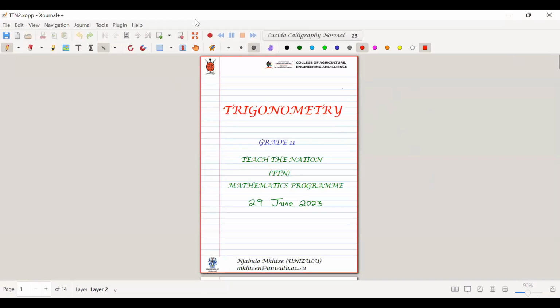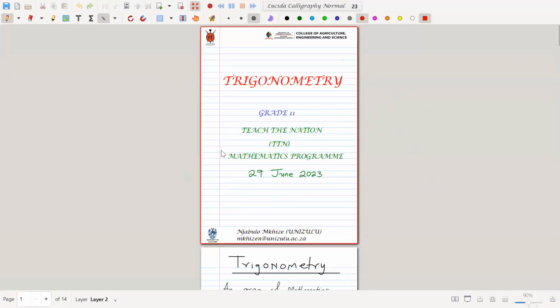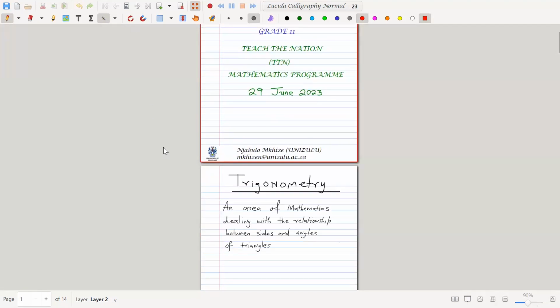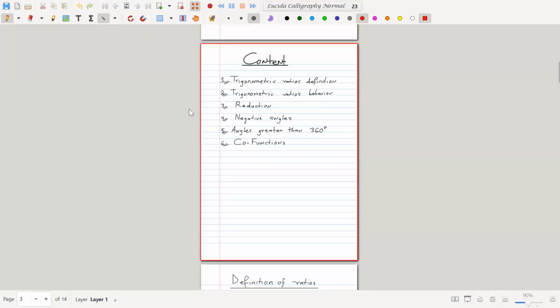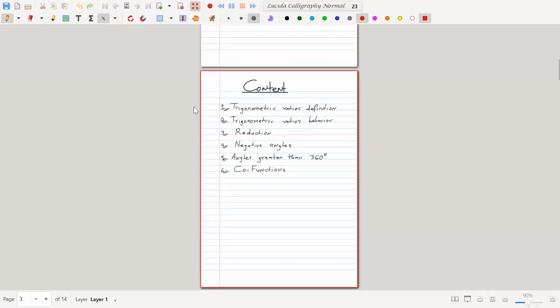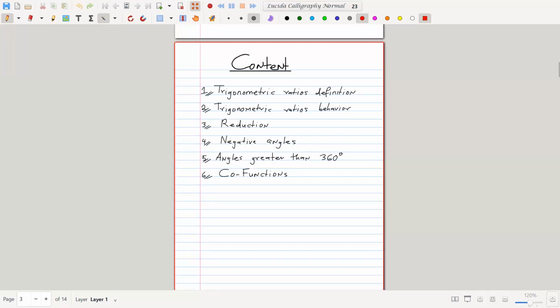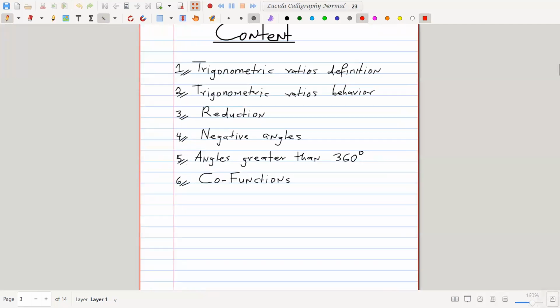So, okay, this is trigonometry for grade 11. I started with just a brief definition of trig here, which is an area of mathematics that deals with the relationship between sides and angles. So we'll see sides and angles definitely. So let's look at the content then. I'm trying to make sure it's big enough so that everyone can see.